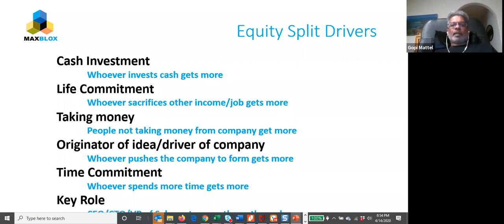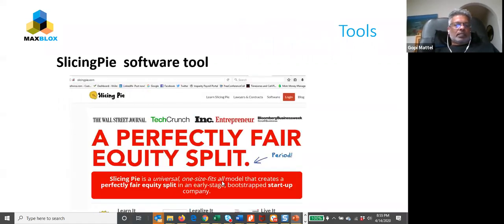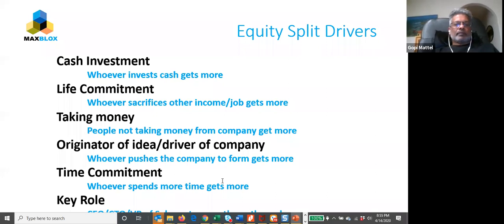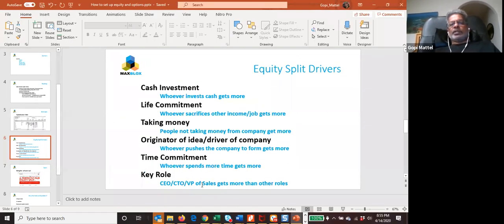And then a little bit of minor time commitment. Whoever spends more time gets more key roles. CEO, CTO, VP get more than others. Okay, does that help with that question about how to split?